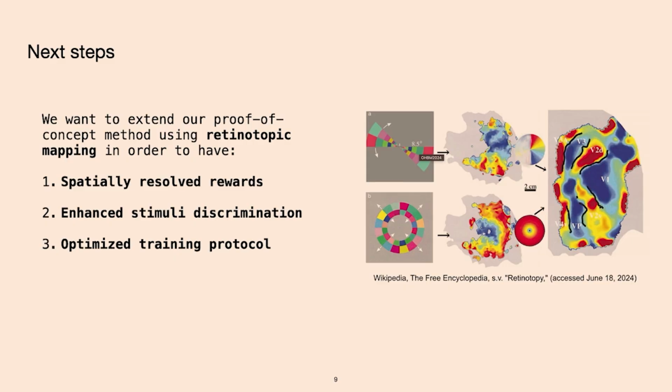Okay, where do we want to go with this? We want to extend first the proof of concept. We're using retinotopic mapping, so we want to boost a bit in complexity in order to calculate better rewards and in general optimize the training protocol. So instead of having contrast and frequency, we'll have polarity and eccentricity, and we will see if we'll be able to optimize for different parts of the visual cortex.